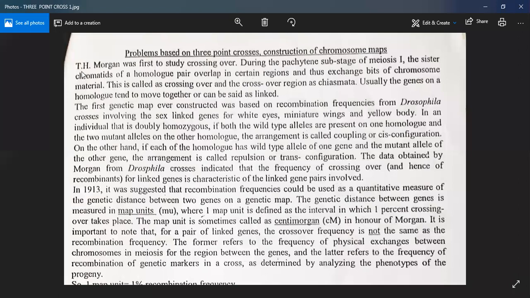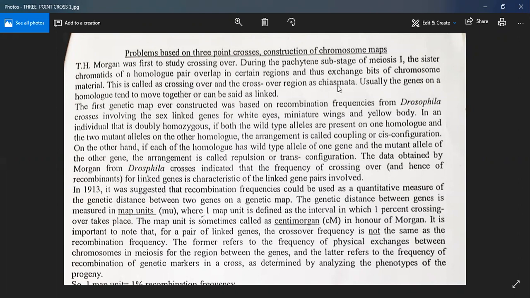Name of the scientist was T.H. Morgan. T.H. Morgan discovered that during the leptotene or the zygotene substage of prophase 1 of meiosis 1, crossing over occurs between non-homologous chromosomes. One chromosome will cross over to the other chromosome. Thus, there is exchange of genetic material. Because of crossing over, there are different shapes produced, which are called chiasmata.